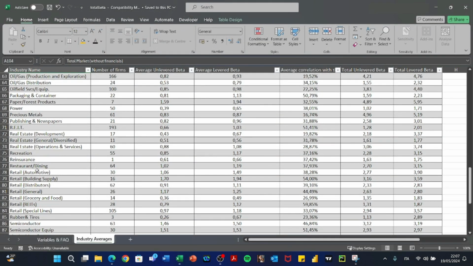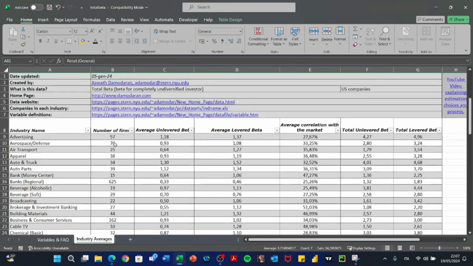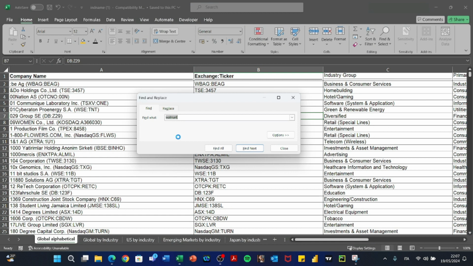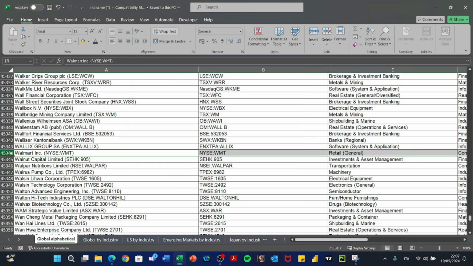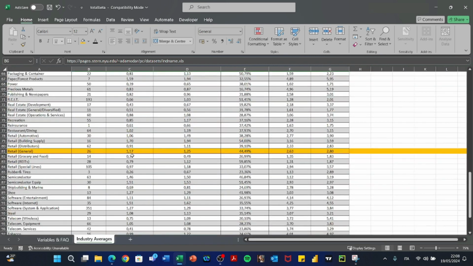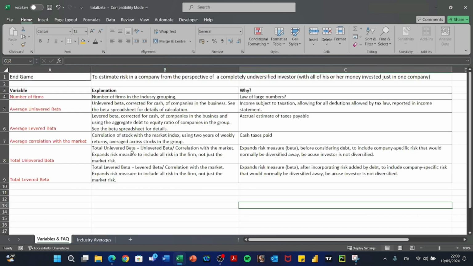So I know that Walmart is included in the retail general. If you want to see how I know that, you have to click here, then enable editing, Control F, and you type Walmart. So the sector it belongs to is retail general. Okay, so retail general. Okay, this is the average unlevered beta of the market.